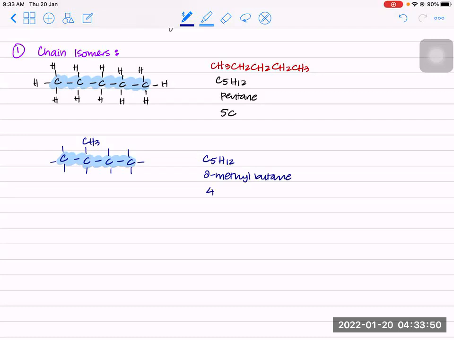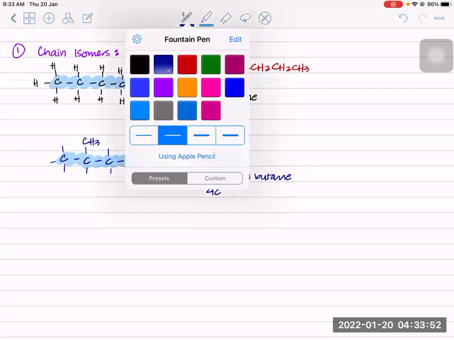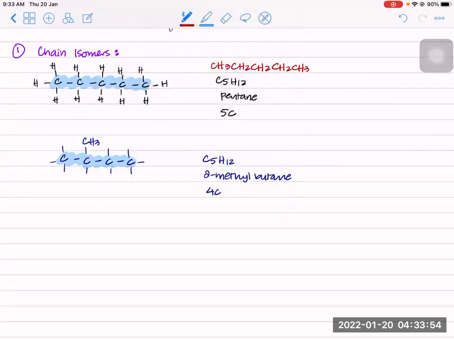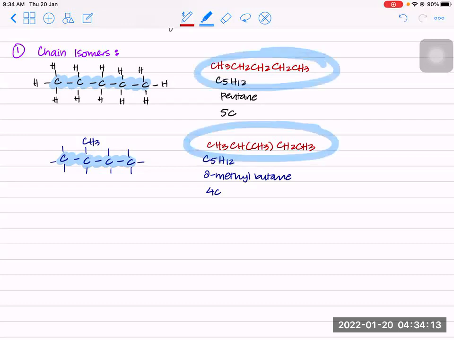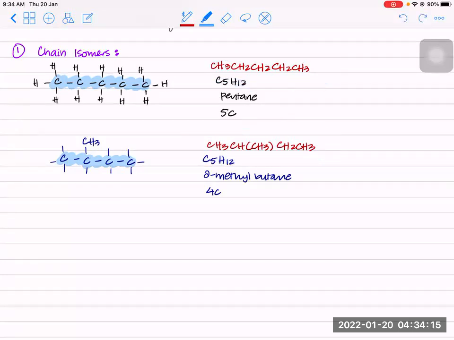Yes? And the main chain is of 4 carbons. Let's see the structural formula. That would be CH3, CH3, CH bracket CH3, CH2, CH3. Do you see the molecular formula is the same, but the structural formula is different, and that is why they are what? Isomers. And which type of isomers are they?